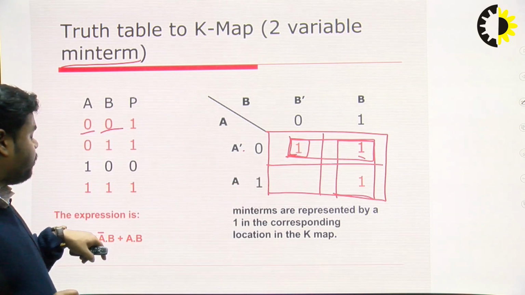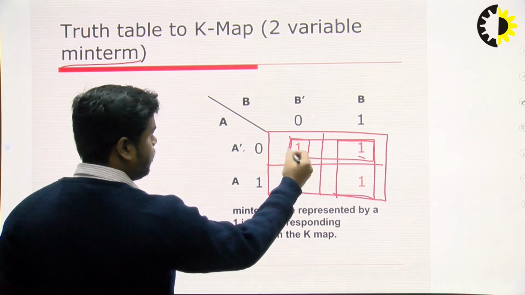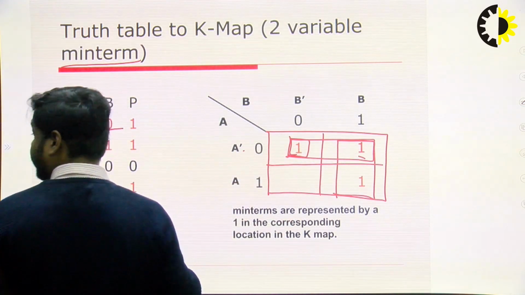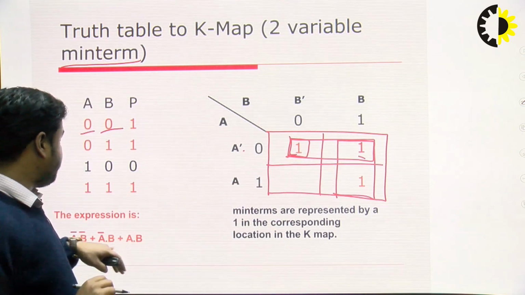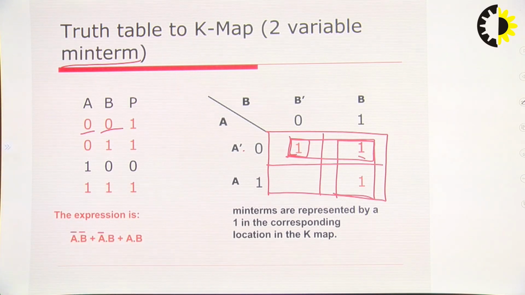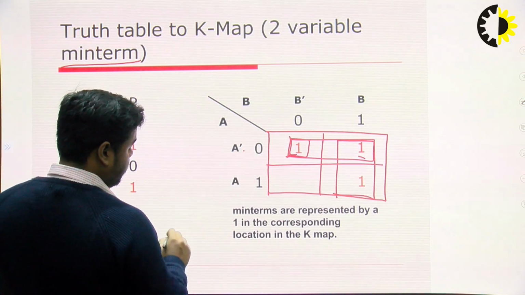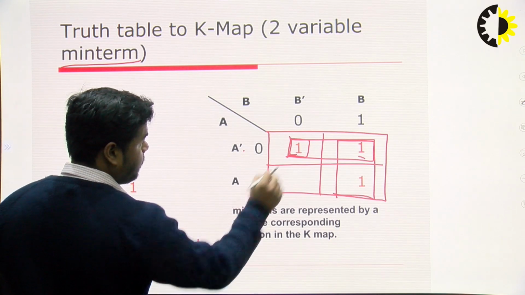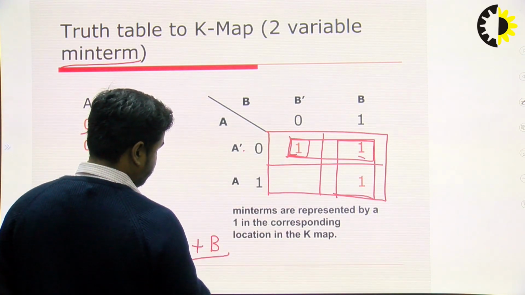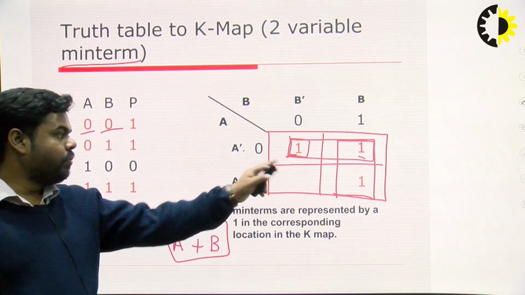So the output would be A bar, B bar. Okay, here for this you can say that means B, here you can say that A bar is coming. Okay, A bar B bar plus A bar dot B plus A. So what is the mean term for this solving? Here the solution would be A bar plus B. This is the solution, a simple solution, A bar plus B for that K map.